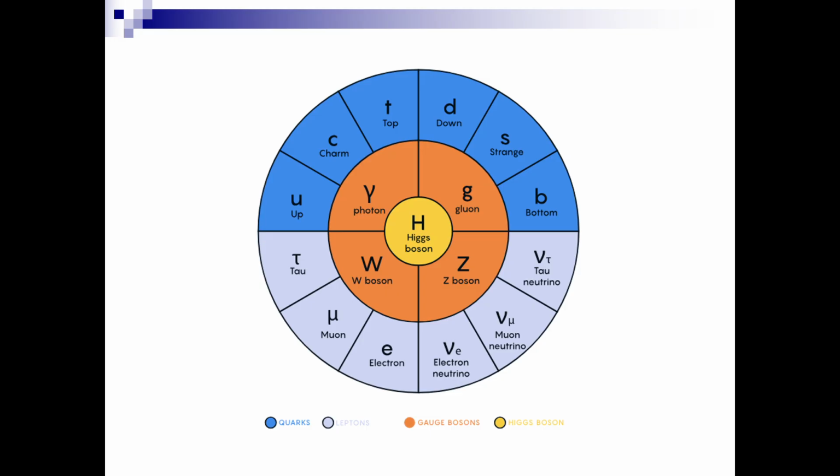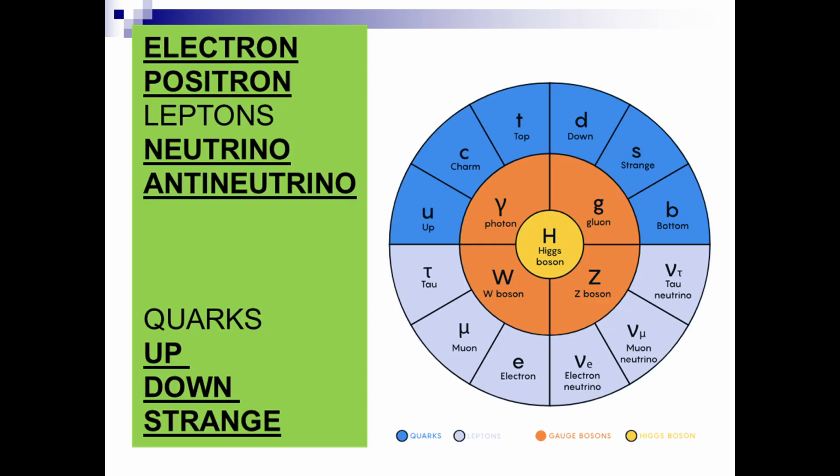These are the fundamental particles. You only need to know about the electron, positron, neutrino, antineutrino, and the up, down, and strange quarks. These are fundamental particles.